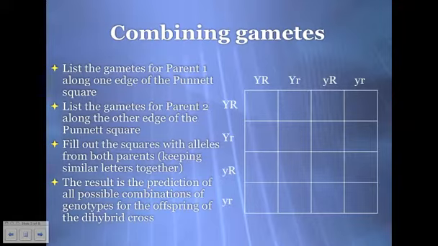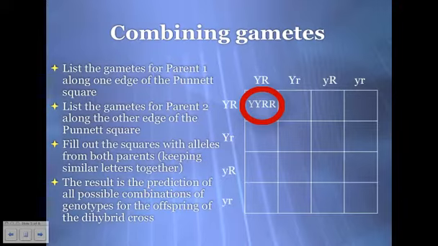You would have to fill out the squares with the alleles from both parents, similar to our monohybrid Punnett square, except keep the similar letters together. For example, for the square in the upper left-hand corner, you would drop down the capital Y and capital R from the top and push over the capital Y and capital R from the left, so that you would fill that in with 2 capital Y's and 2 capital R's.